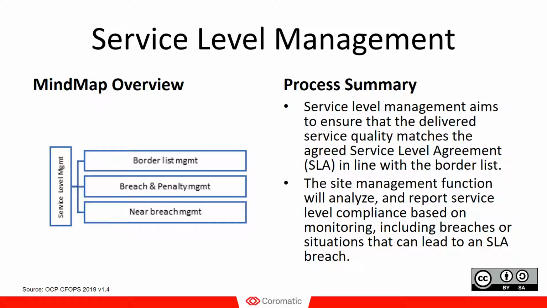The service level management consists of three major parts. It's the management of border lists, clarifying who is responsible for what. It's the breach and penalty management. If service levels or SLAs are breached, there should be penalties, and it's the responsibility of the service level management process to make sure that such breaches are identified and penalized according to the agreement.